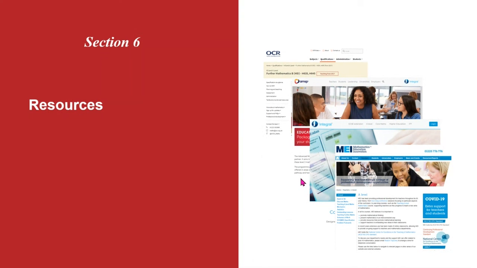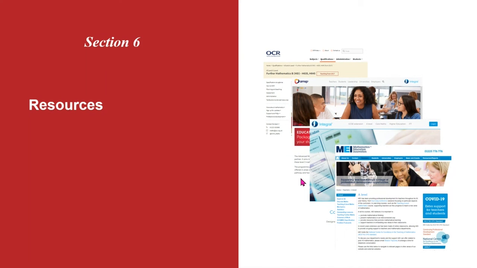Just to mention a couple of other things, there are plenty of resources available to help in teaching and learning of mechanics, and here are a few of them. The OCR website has plenty of support, and you can find resources there as well as support. The Advanced Maths Support Program, the AMSP, provides professional development and support for teachers of all specifications, including this one.